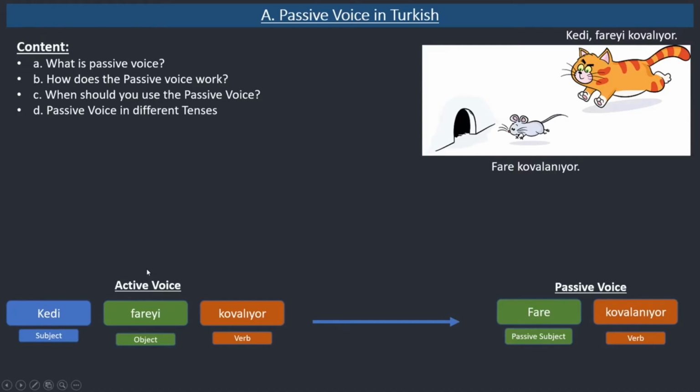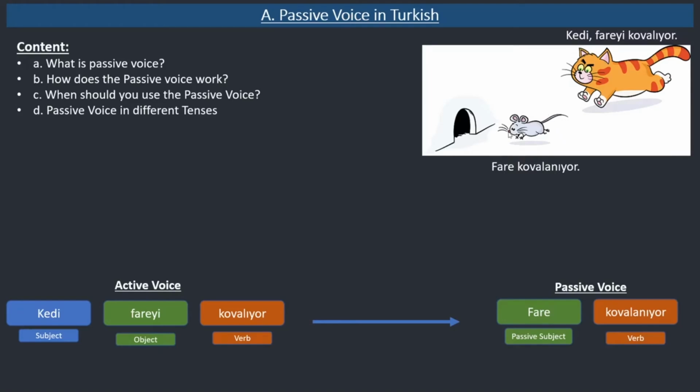What is the passive voice and how is it used? When should you use it? And different tenses, like combinations in different tenses. Okay, so in this title, you can see an active voice. That's a direct statement. Kedi fareyi kovalıyor. And in the other one, you can see the passive voice from the mouse's viewpoint, from the mouse's perspective.